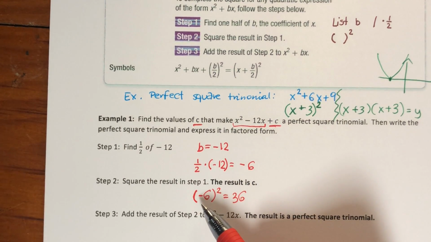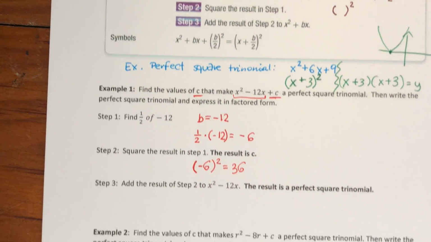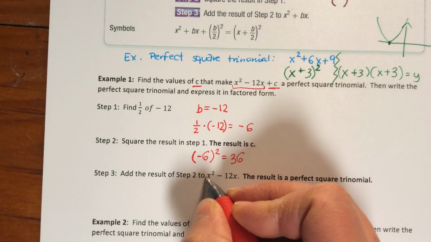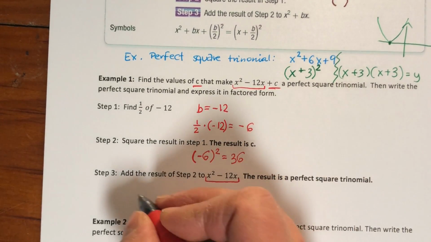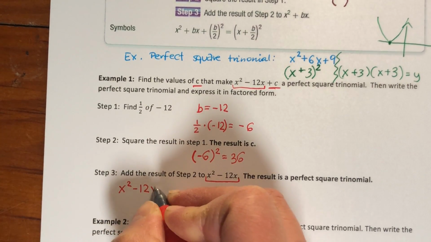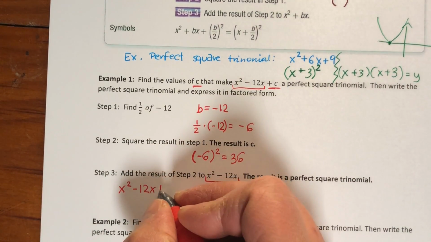Think about this for a second. If you have negative 6 times negative 6, that is going to give you positive 36. And what we are going to do with this 36 is add it to x squared minus 12x. So now I have x squared minus 12x plus 36.